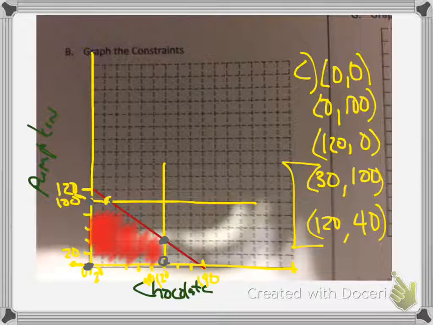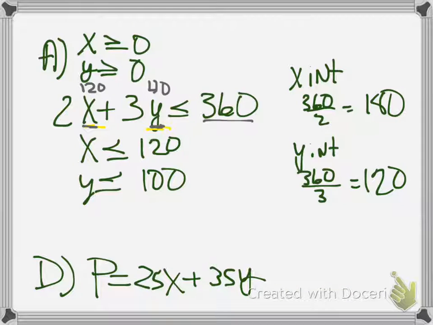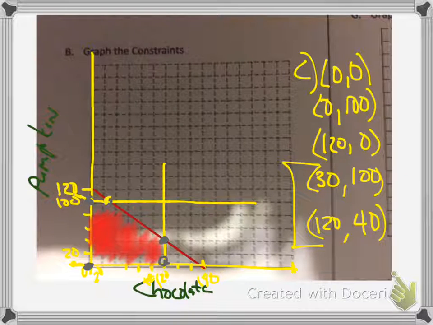Okay? So then you would take these points and put them into the x and y. Again, you can notice here that 0, 0 won't work. 0, 100, 30, 100 is bigger than 0, 100. 120, 40 is bigger than 120, 0. So you try those 2 points and see which one's bigger. That's your final answer. Okay?